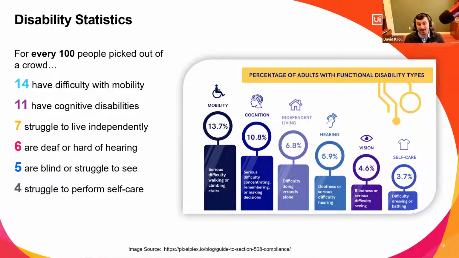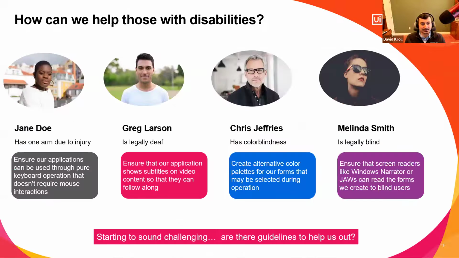6 are deaf or hard of hearing, 5 are blind or struggle to see, and 4 struggle to perform basic self care like dressing or bathing. So if you add these up, and some of these people have more than one disability, right? But if you were to just add them up, that's nearly half of the people that you picked out that have abilities or disabilities that may make it difficult to use your app. So this is a really big deal, right? So what can we do to help these people out?